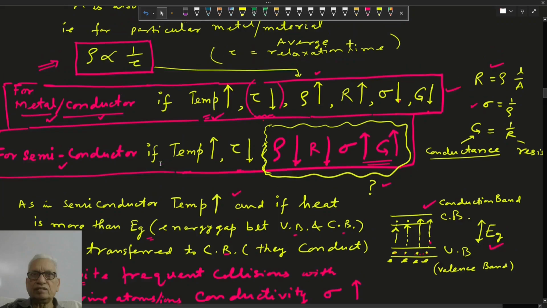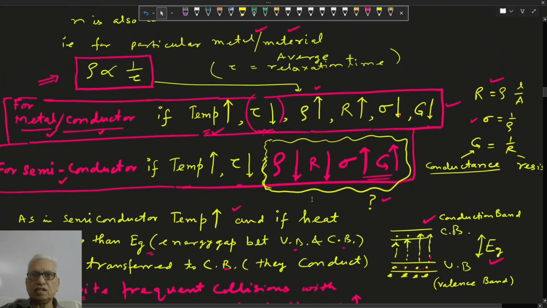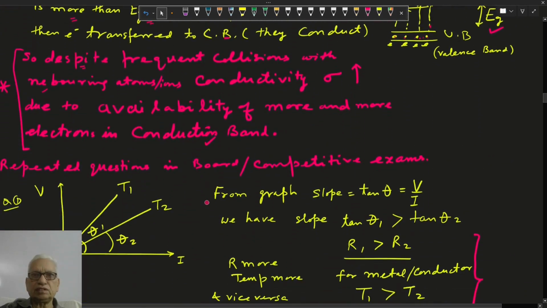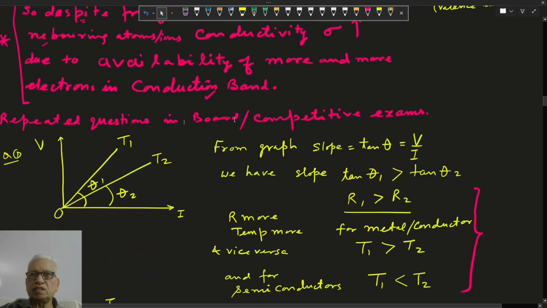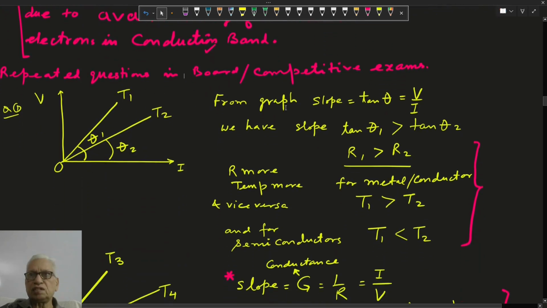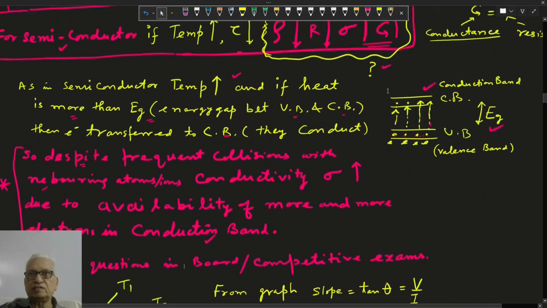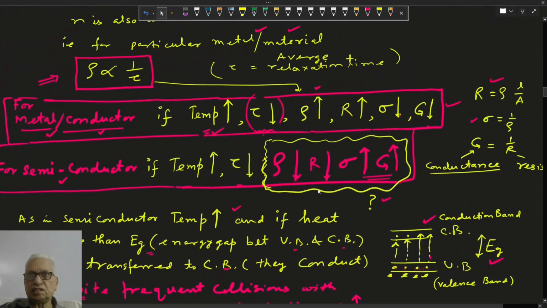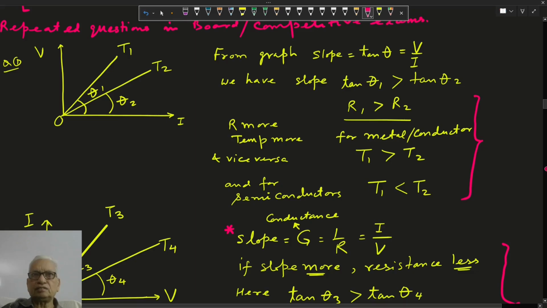Now we have seen the conductor and the semiconductor, and we have to learn this. On the basis of this, many concepts will be clear. Like this question, it has been asked many times in board exams and in NEET and JEE exams even. It is a very simple question. If we know these relations, here is the graph given between voltage V and current I, and there are two graphs for different temperatures.